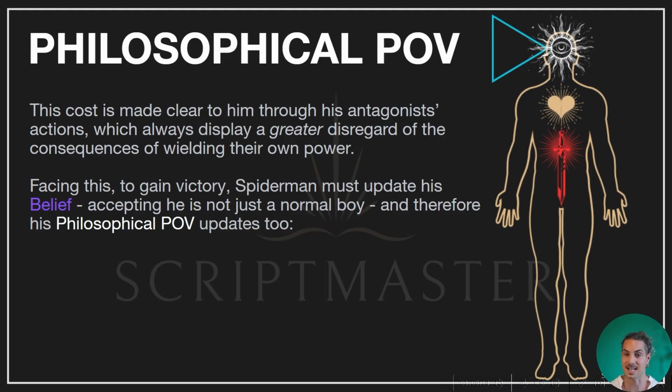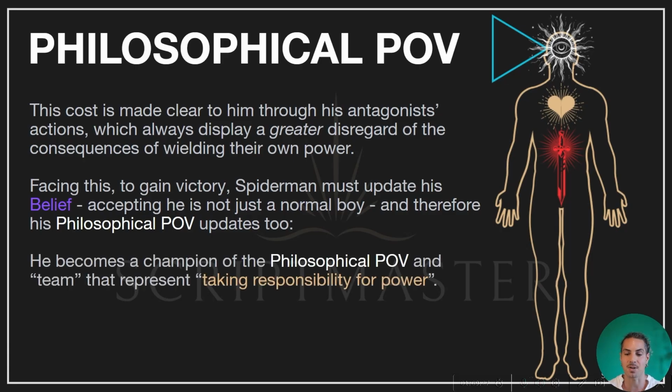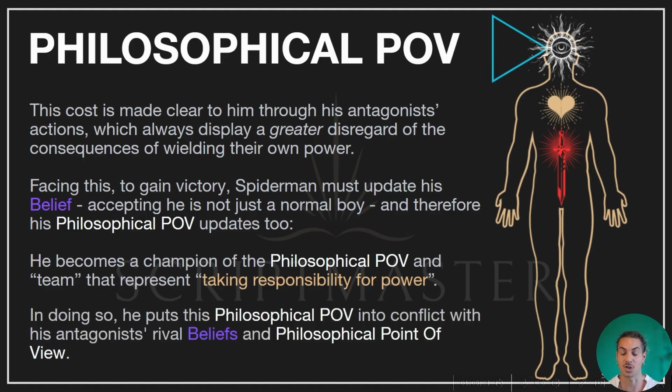Facing that to gain victory over them, Peter Parker must update his personal belief, accepting he's not just a normal boy, and therefore his philosophical point of view updates too, and he becomes a champion of the team that philosophically represents taking responsibility for power. In doing so, he puts that philosophical point of view into conflict with his enemy's rival beliefs and philosophical points of view about disregarding the consequences of their own power in service to themselves.